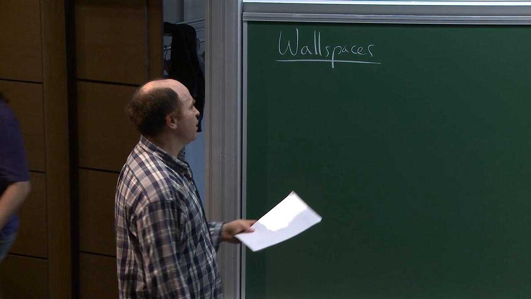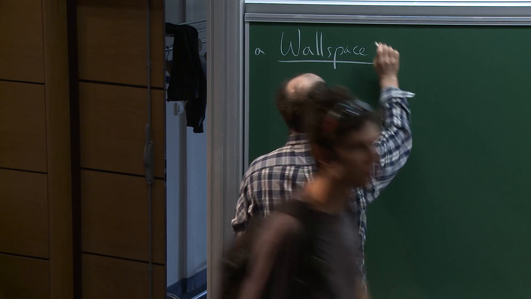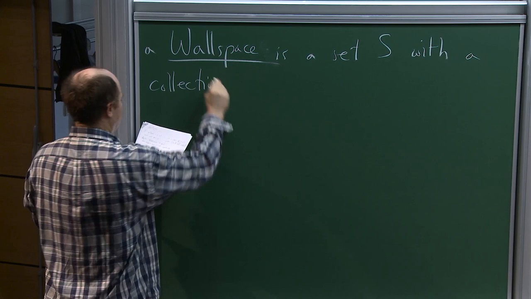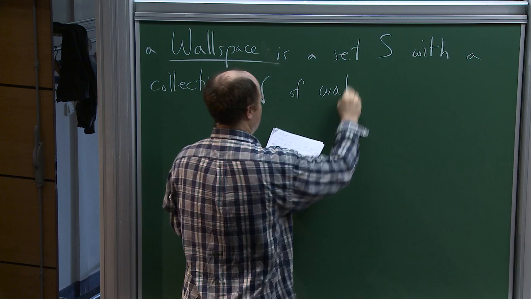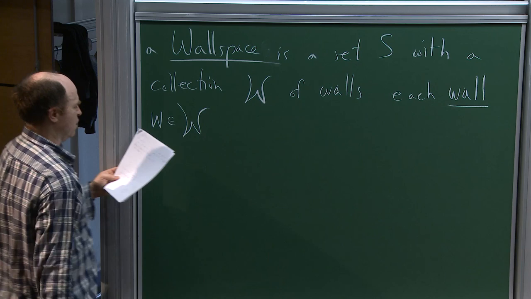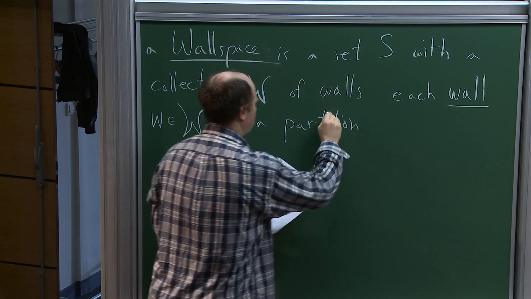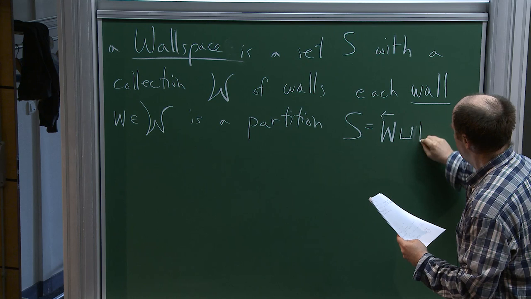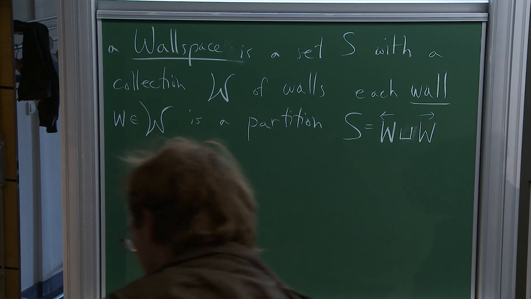So a wall space is a set S with a collection script W of walls. Each wall in our collection is a partition of S into two subsets. We normally assume that the subsets are disjoint from each other, okay?